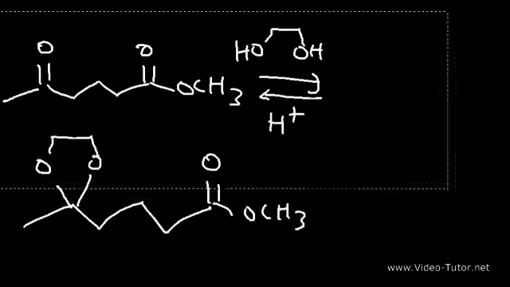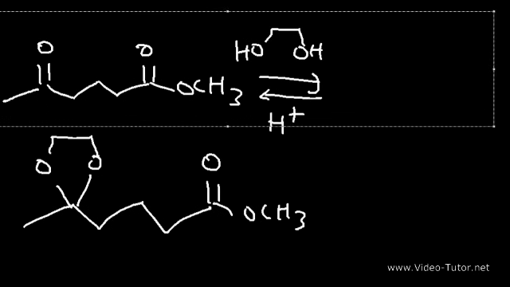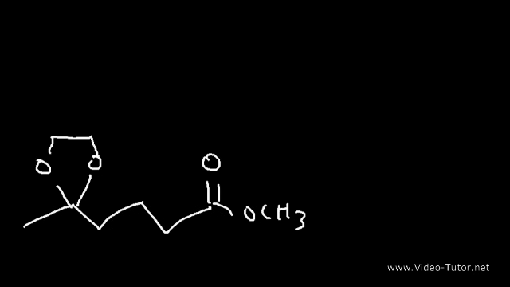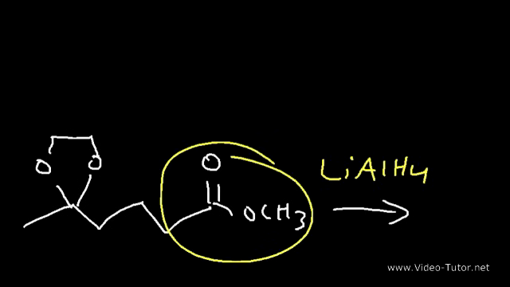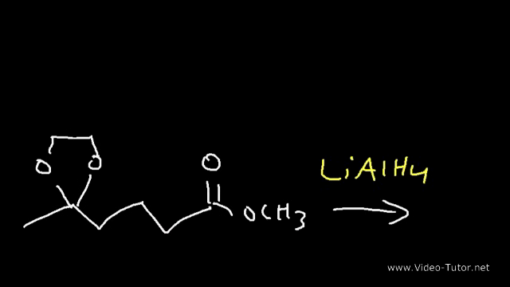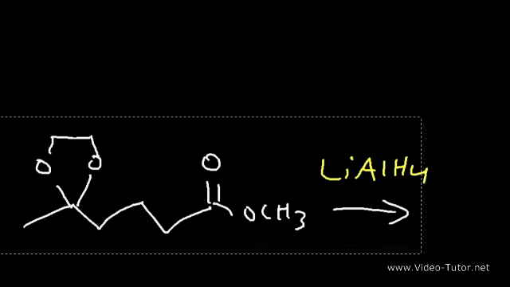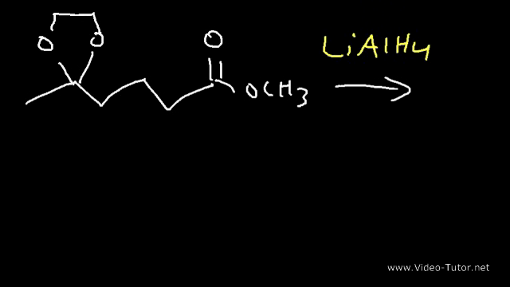Now at this point, we can add lithium aluminum hydride. So it's not going to react with the protecting group, but it is going to reduce the ester. So let's move this on top. So now the ester is going to be reduced to an alcohol, and the protecting group will remain the same.